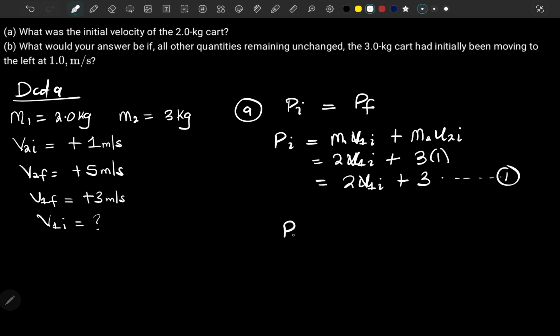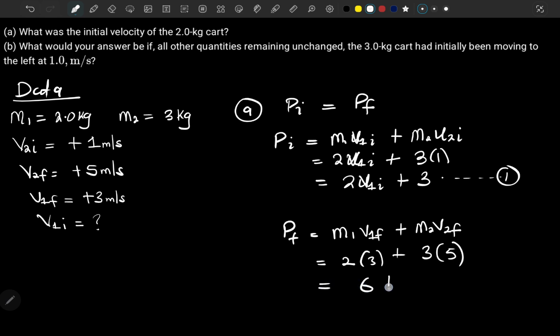Then the final momentum will also be m1 multiplied by V1F plus m2 V2F. So this is 2 times V1F, which is 3, plus 3 times V2F, which is 5. This will give us 6 plus 15, and this will give us 21. Equation number 2.